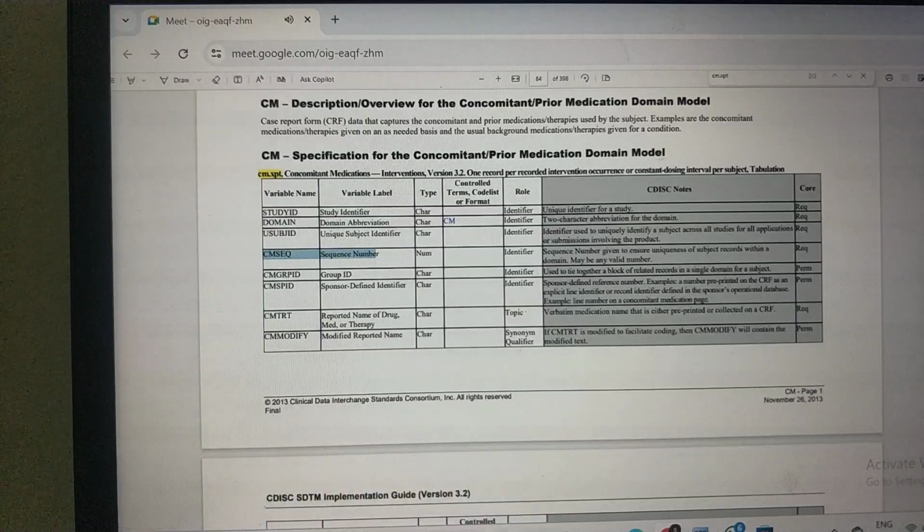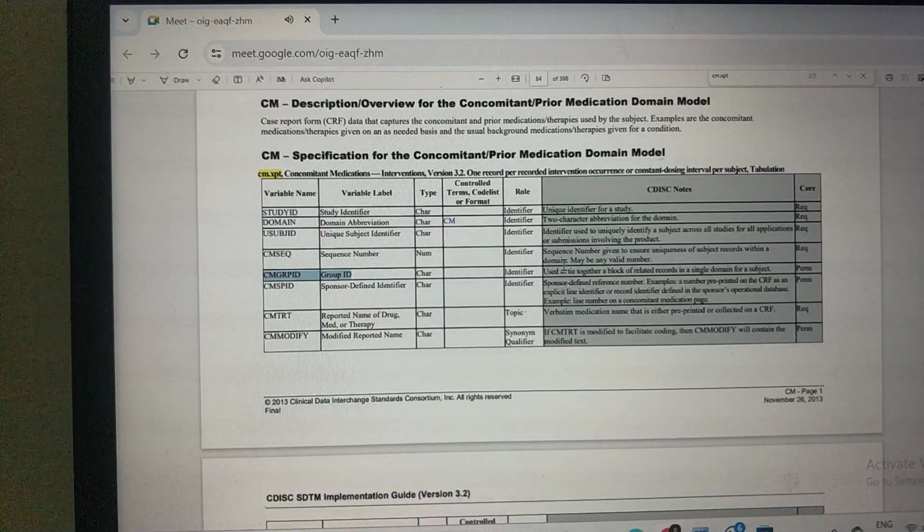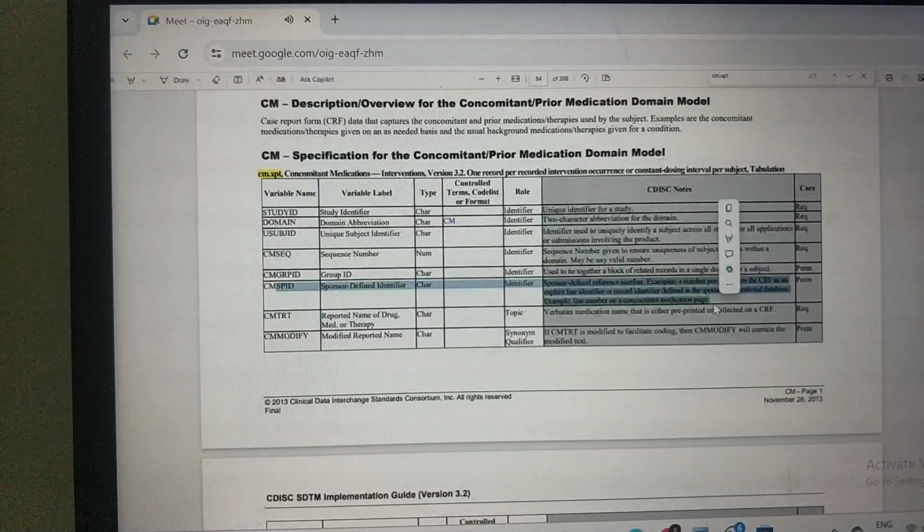Anyway, we'll continue with these variables. The CMGRPID, group ID. As I said, we can group some number of records into one group based on a particular criterion, so we can create a group ID. Again, it will not be useful for each and every study. If the trial requires it, we can utilize it. Okay. SPID also, CMSPID, sponsor-specific ID. As I said, if there is any concomitant medication record the sponsor wants to highlight with a particular name or number, whatever it may be, then we can create this SPID.